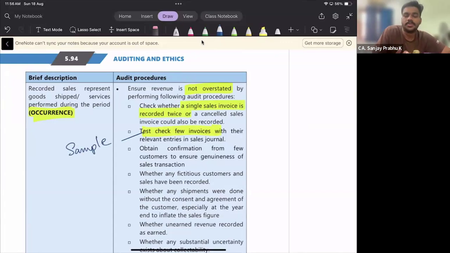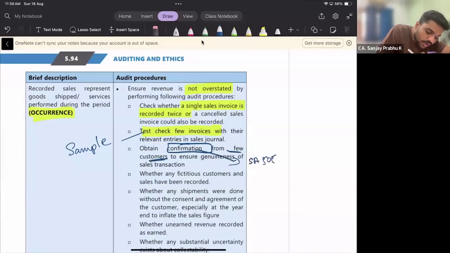It's not possible for an auditor to verify 100% of transactions, so it is a sample basis check. Obtain confirmation from a few customers. What is the standard for obtaining external confirmation? SA 505. Randomly take a few sample sales invoices and see who has purchased from us, the customer. Call the customer and ask him, have you purchased this much amount of products on this date from this particular client? So we will get the confirmation.